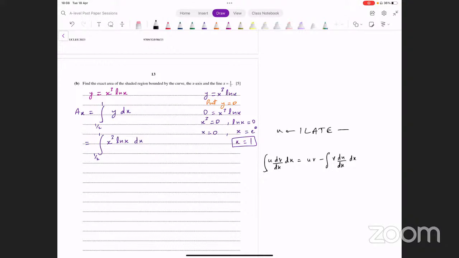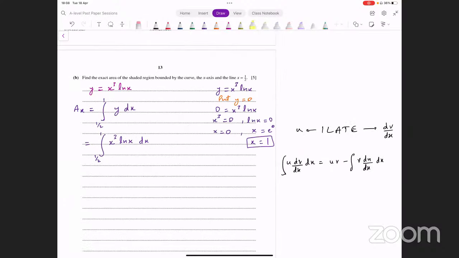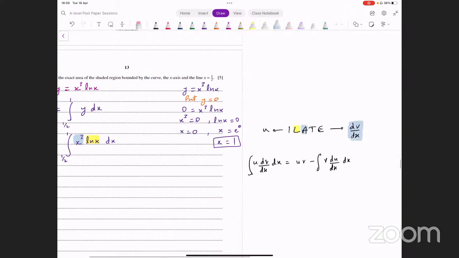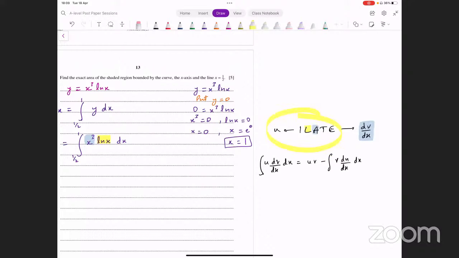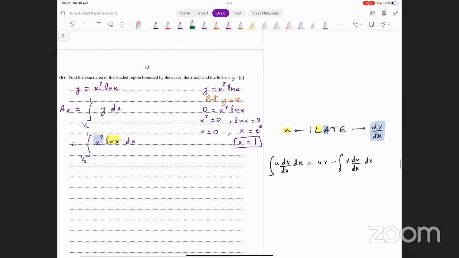Whatever comes on the left is u, whatever comes on the right is dv over dx. Okay, now we have two expressions, one is algebraic and the other is logarithmic. Logarithmic is L, algebraic is A. x cube is algebraic, it comes on the right, so we take it as dv over dx. The log comes on the left in ILAT, so we take it as u. Now let's input that here. We say u should be equal to ln of x and dv over dx should be equal to x cube.